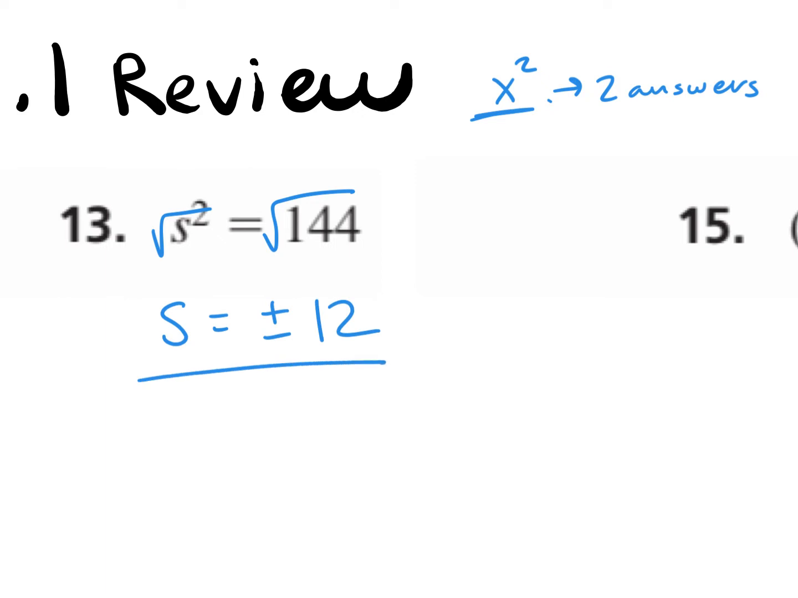So to get rid of the squared, we square root both sides because it'll cancel out. So then we're just left with s on the left side. And on the right side, we take the square root of 144, which is 12. But we have to remember, anytime we take the square root of both sides of an equation, we need to include that plus or minus. So this is every single time we take the square root of both sides.